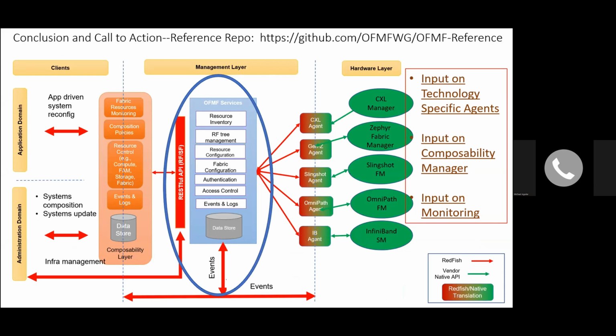So again, everything comes back to the OFMF, being a central repository for all the information. We're managing everything out of the OFMF. The composability manager uses the OFMF to get information and control the resources that are available on the right side. We've got input from technology-specific agents, input on composability from the composability manager, and input for monitoring, all going back to the OFMF. And then the OFMF controls everything. Next slide.